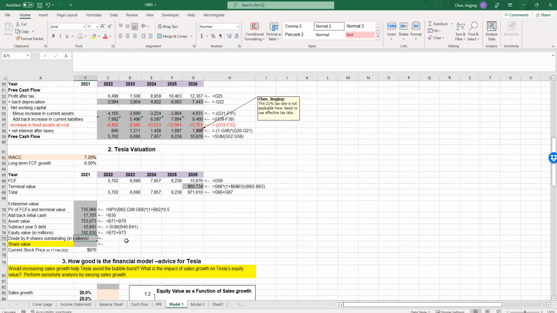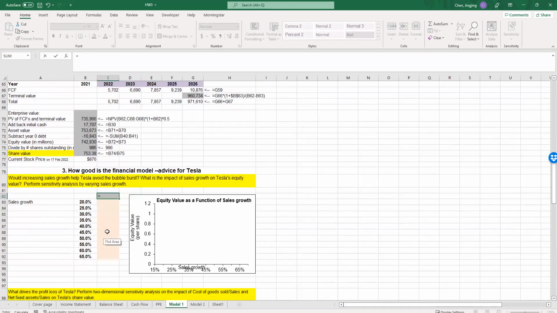divided by number of shares outstanding. Number of shares outstanding is here. Share value would be equals to this divided by number of shares outstanding. This number of shares outstanding is also measured in million. Okay, good.